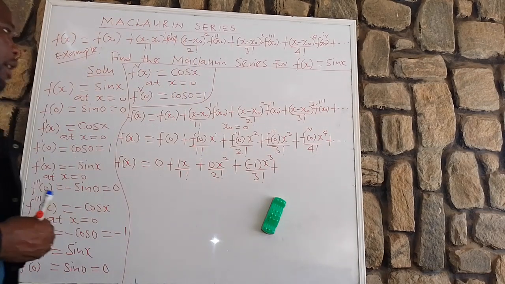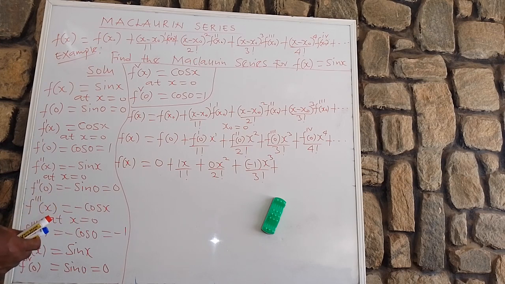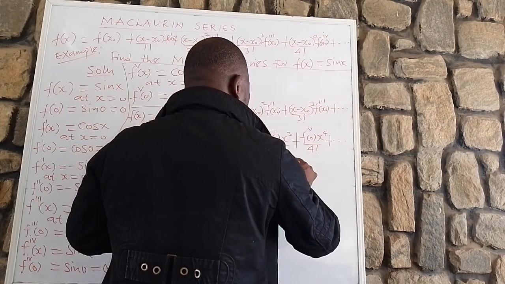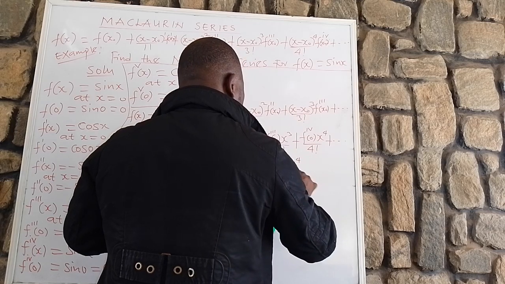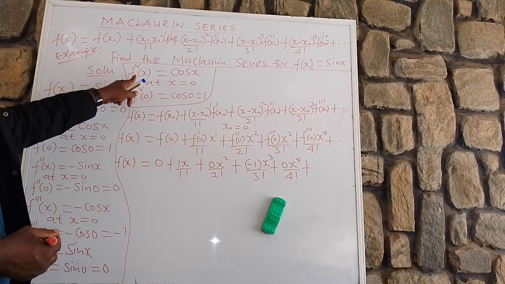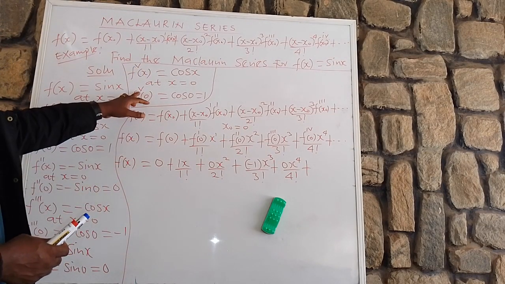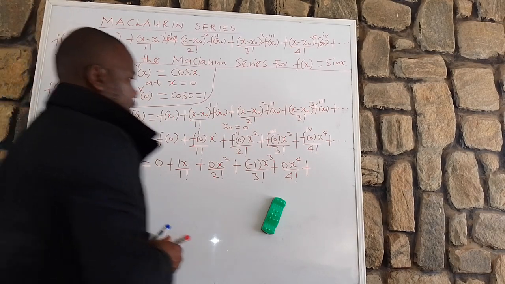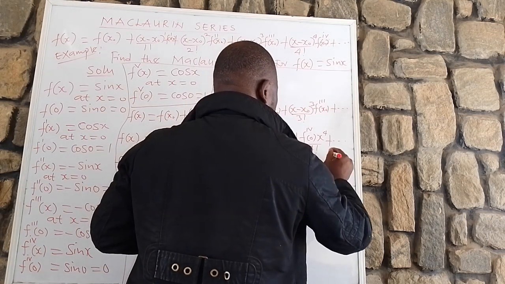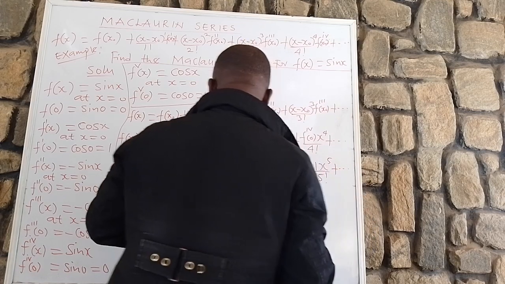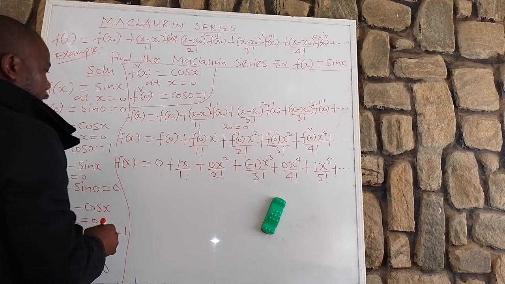Then plus the fourth derivative of 0 is 0, isn't it? 0 times x raised to the power of 4 all over 4 factorial, plus, mind you, it is up to the fifth derivative. So the fifth derivative of 0 is 1, isn't it? So 1 times x raised to the power 5 all over 5 factorial plus.